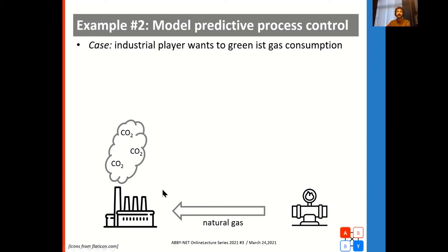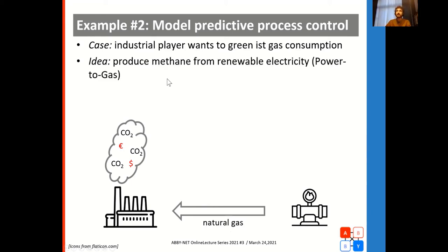And it also realizes now that this is not only CO2 emissions, which might not be best for the environmental footprint, but they're also basically burning money because they need to pay for their emissions. And this is actually getting an issue now in times of rising CO2 prices. So their idea is to produce methane from renewable electricity. And this is the so-called power to gas concept, which you might have heard of.